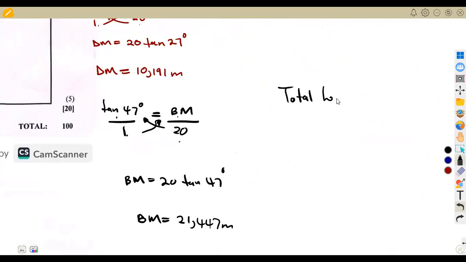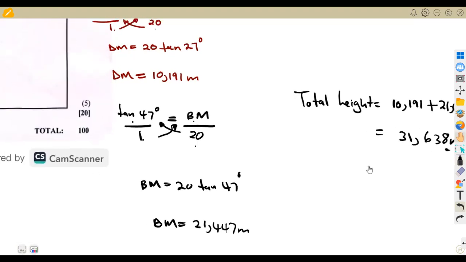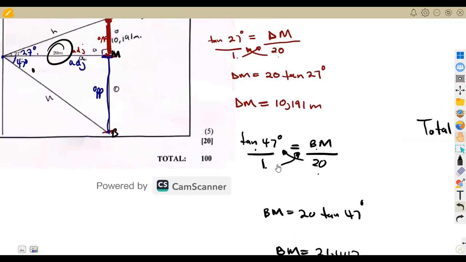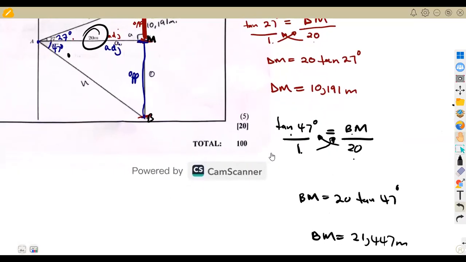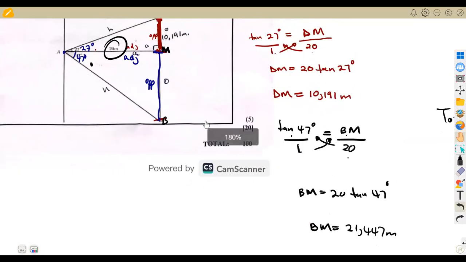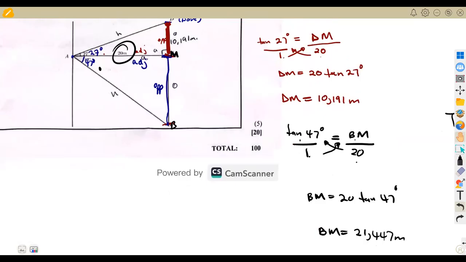So the total height will be the sum of these two, which is 10,191 plus 21,447, which will be something like 31,638 in meters, something like that. So guys, you see, it's just important that you understand how to operate with your formulas in trigonometry. It's very, very, very important in your trigonometry for you to understand your formulas.